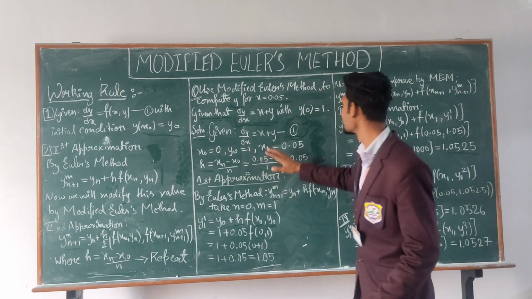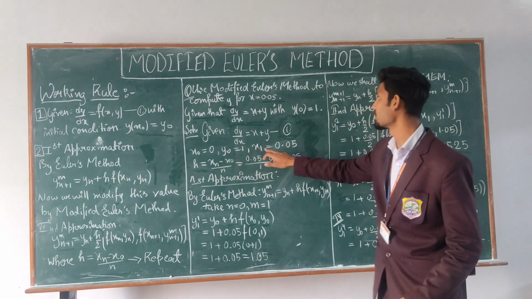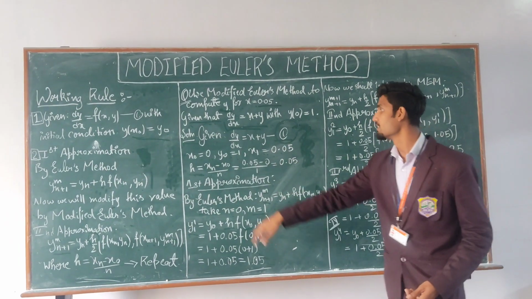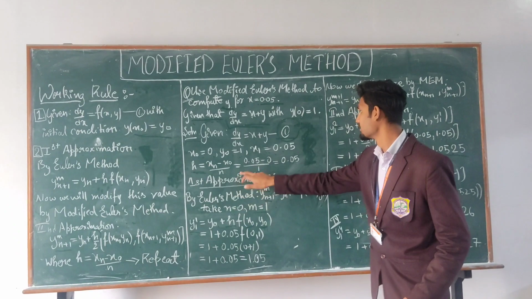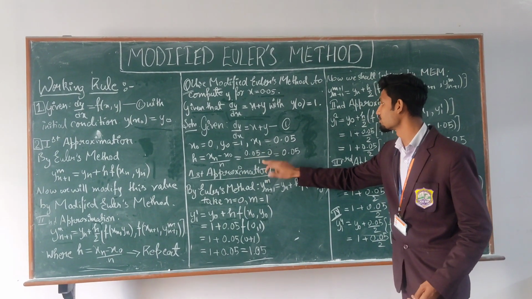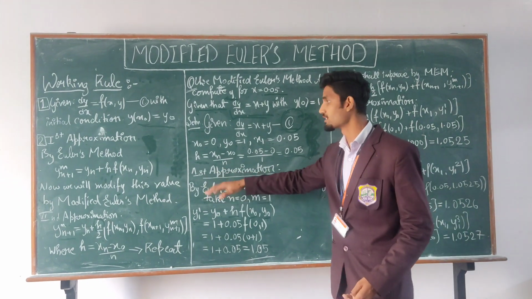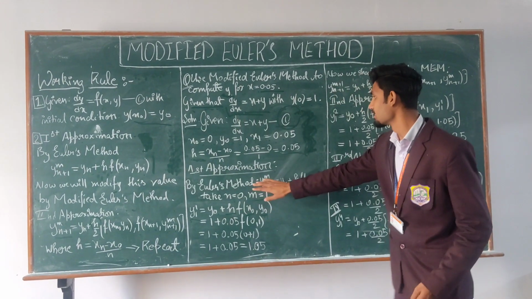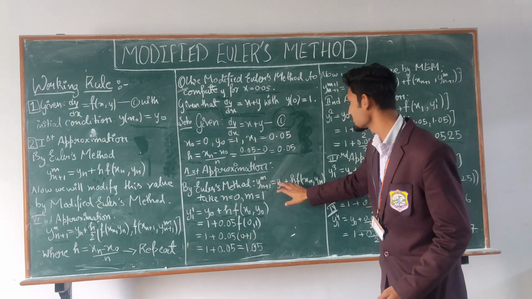This is the initial condition given in the question: x0 = 0, y0 = 1, and x = 0.05. We find the value of h with the formula (xn minus x0) upon n, which is (0.05 minus 0) upon 1, which is nothing but 0.05. Next, we find the first approximate value with the help of Euler's method.